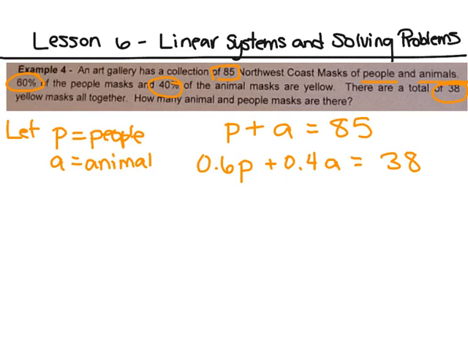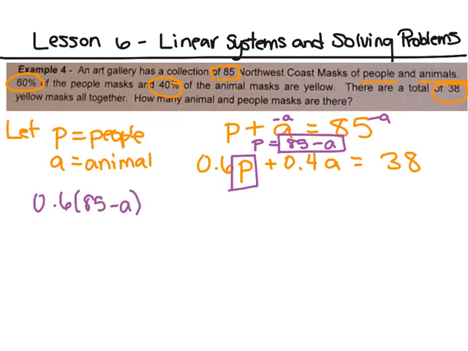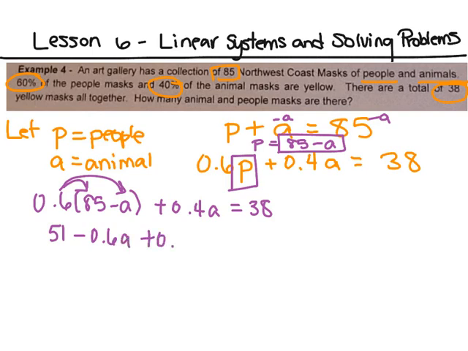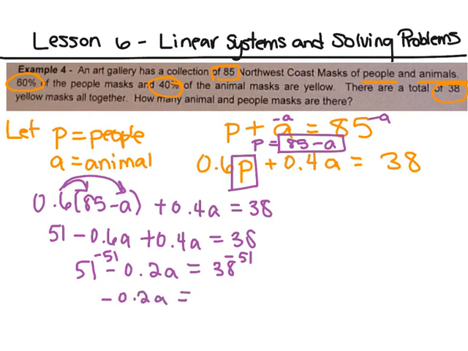So it's very easy to isolate a variable, so I'm going to subtract A from both sides, so P is equal to 85 minus A. So we can substitute 85 minus A in for P. So 0.6 times 85 minus A plus 0.4A is equal to 38. Distribute in, and 0.6 times 85 is equal to 51 minus 0.6A plus 0.4A equals 38. Negative 0.6 plus 0.4 is the same as negative 0.2A. Subtract 51 from both sides, and negative 0.2A is equal to negative 13. Divide both sides by negative 0.2, and A is equal to 65.